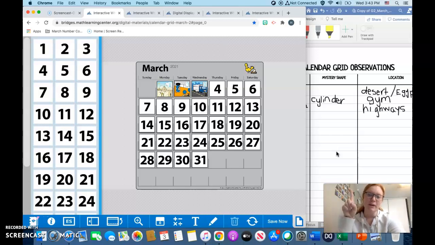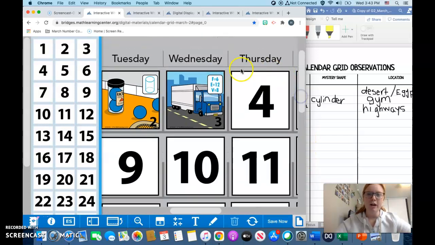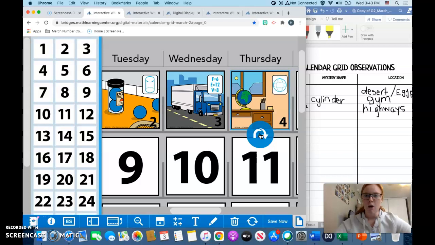But before we do that, we are going to take a look at our calendar grid. I'm so excited to see what our mystery shape is going to be today. So I'm going to zoom in, I'm going to go up, and we are on Thursday, March 4th. So we're going to take a look and see what our mystery card is today.